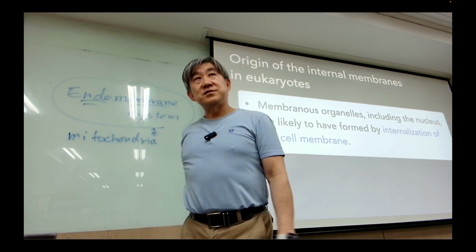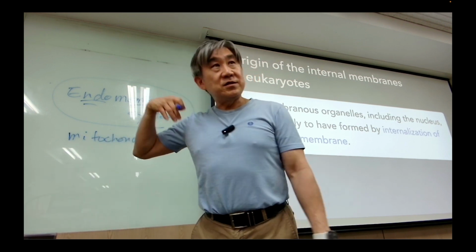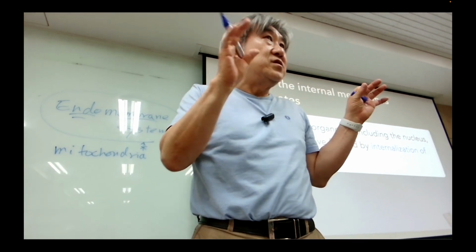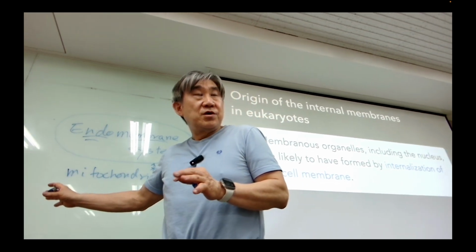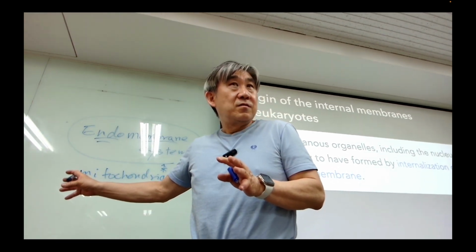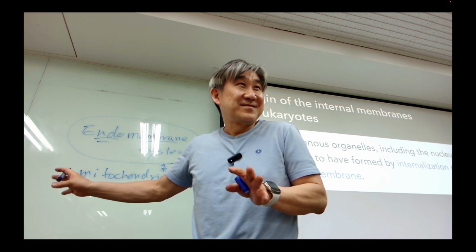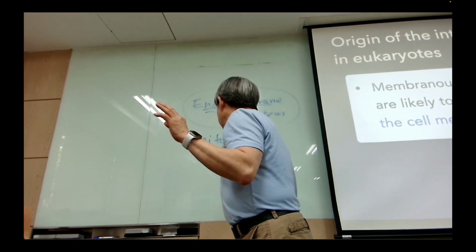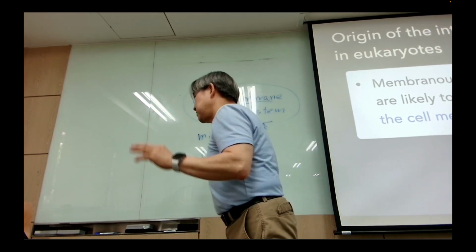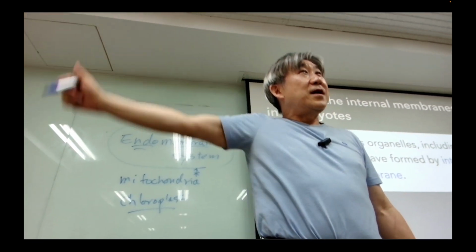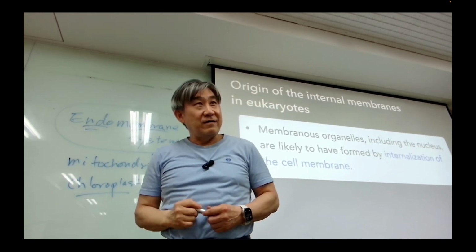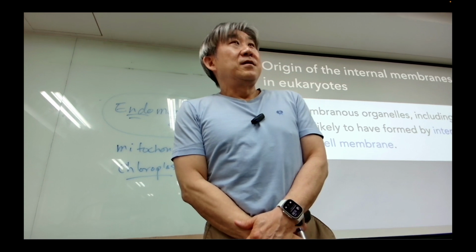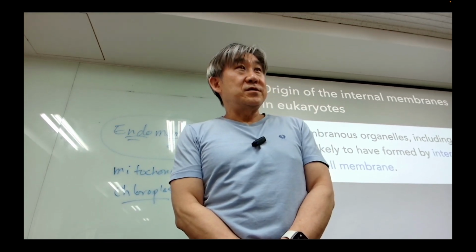And another such example is very similar to mitochondria. Can anyone think of any organelle which is very similar in terms of its structure to mitochondria? Chloroplast. Right. So chloroplast, only those little green guys out there have this chloroplast. So thanks to this, they can do this magical metabolism we call photosynthesis.